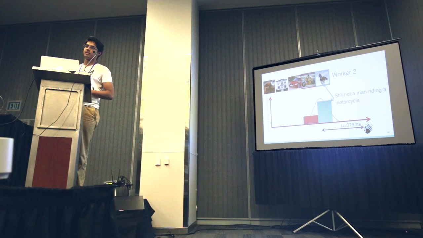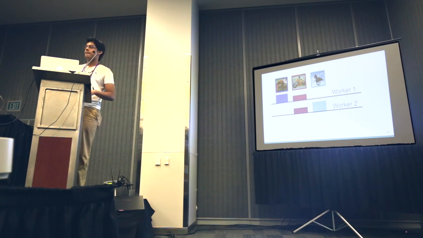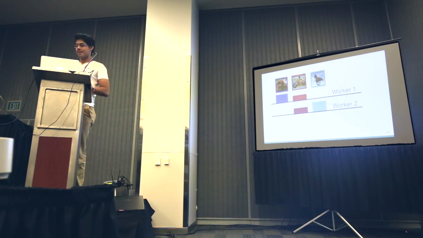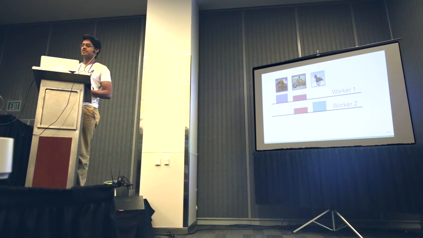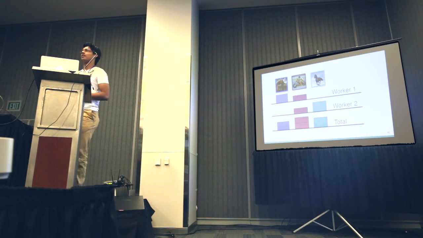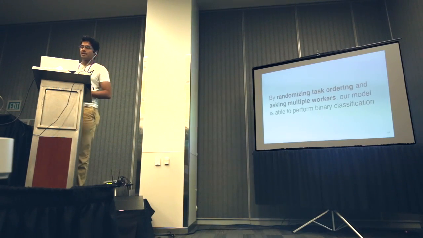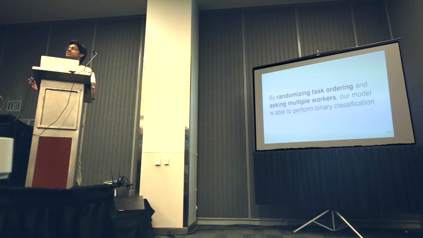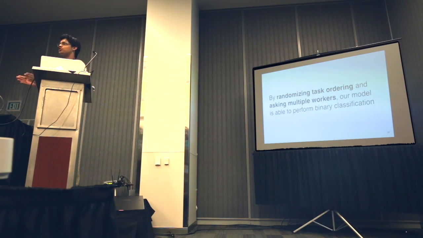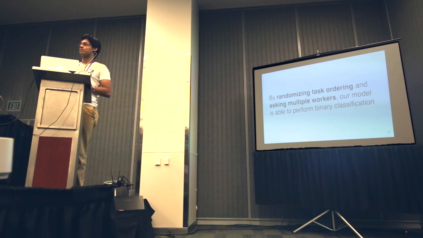As you can see, this model is not doing so well and still thinks that that horse is now a man riding a motorcycle. But when you look at all of these workers' results together and sum up their log probabilities, you can actually start extracting out what people meant to click on. And that's it. By randomizing task ordering, by shuffling the images around, and by asking multiple workers to do our task, we can actually perform binary classification.